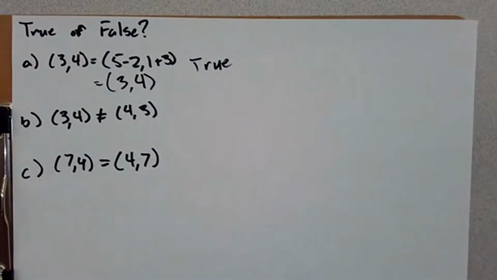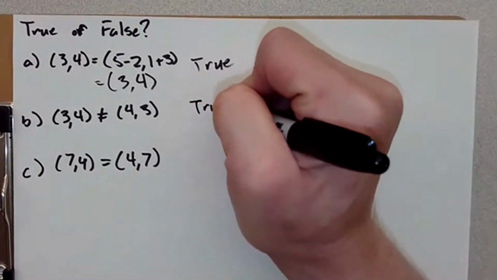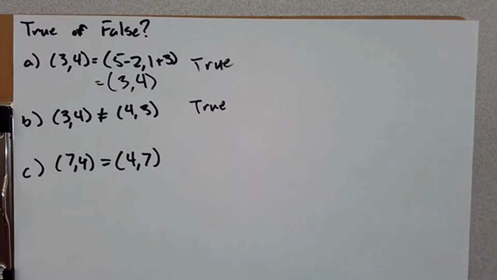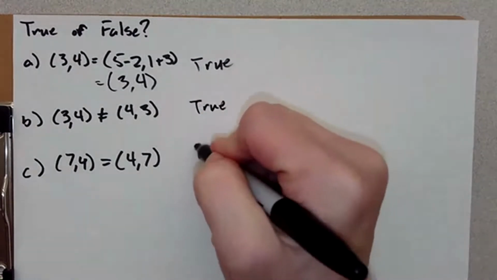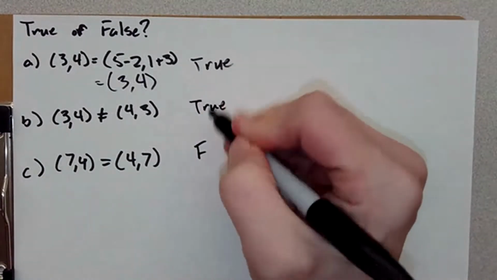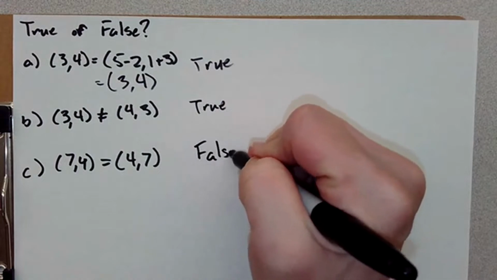Next, we ask if (3, 4) is not equal to (4, 3). And that's also true because ordered pairs have order. We have to maintain the order. So this is also true. Finally, we're asked if (7, 4) is equal to (4, 7), and that's false because these ordered pairs do not maintain the same order.